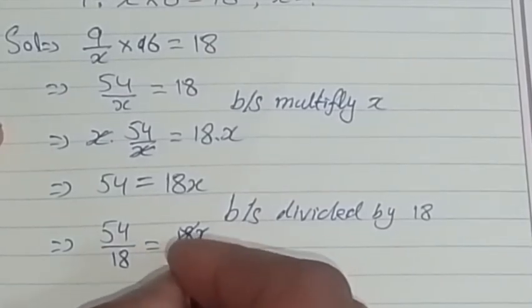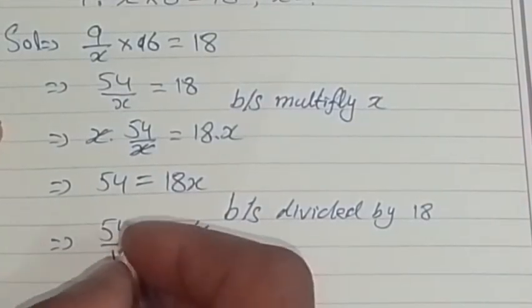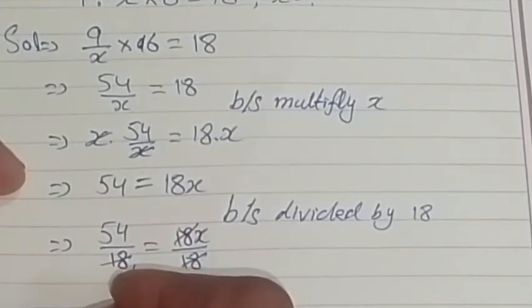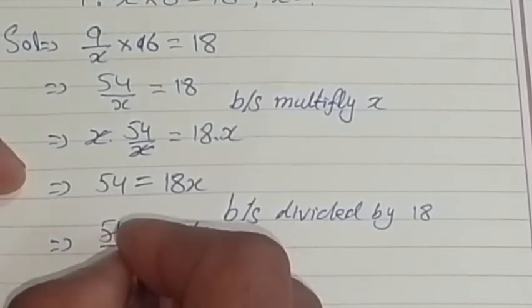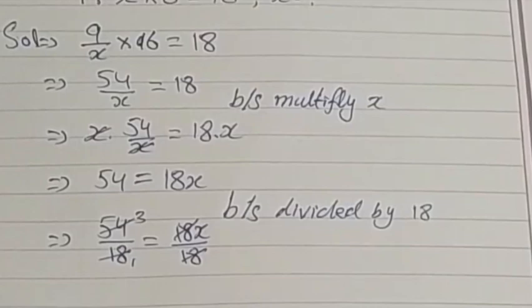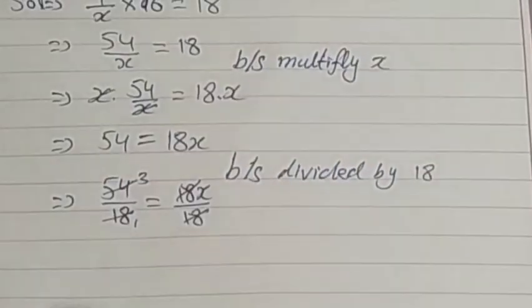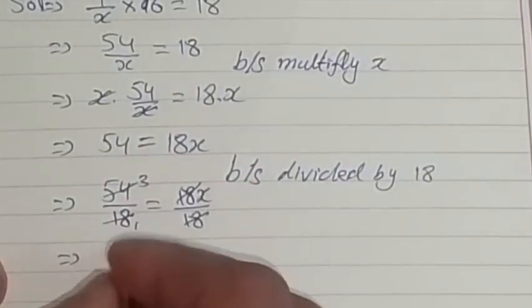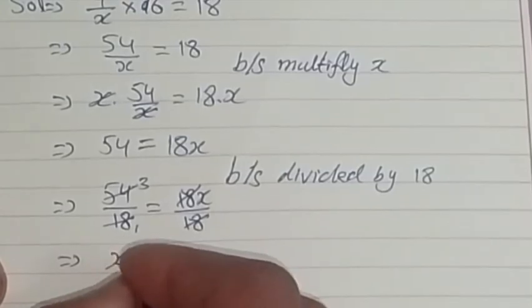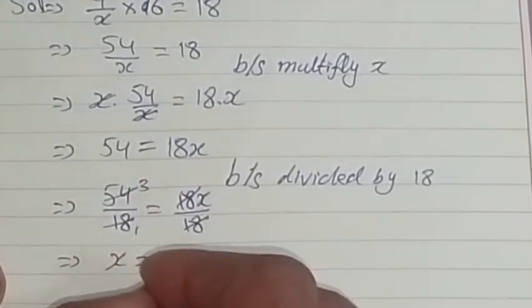Now this 18 cancels with this and simplify this. 18 ones are 18 and 18 threes are 54. Now the final answer of this equation: x is equal to 3.